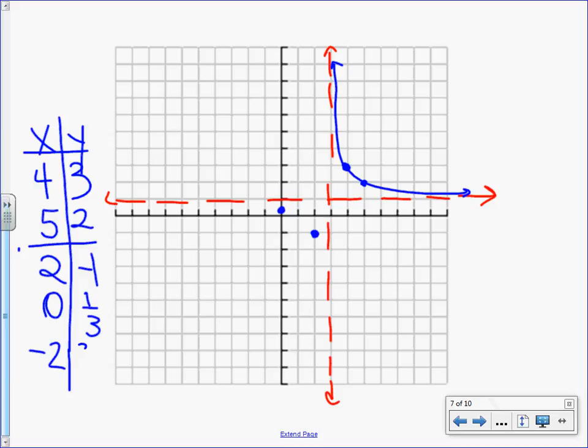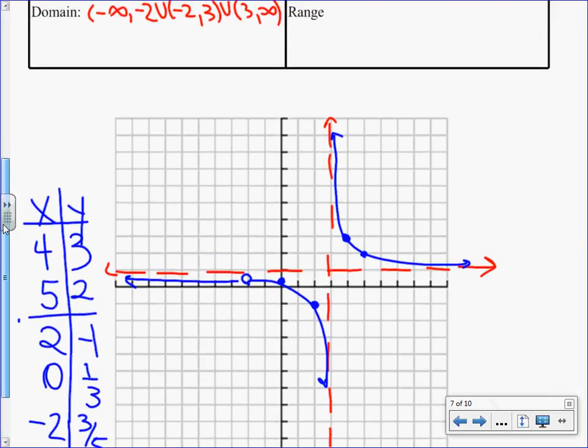Positive 3/5. So here at -2 3/5, we have a hole in the graph. Okay. So this graph looks the same as x minus 1 over x minus 3, but there's a hole there. That's the difference. Okay. So let's talk about what our range is.